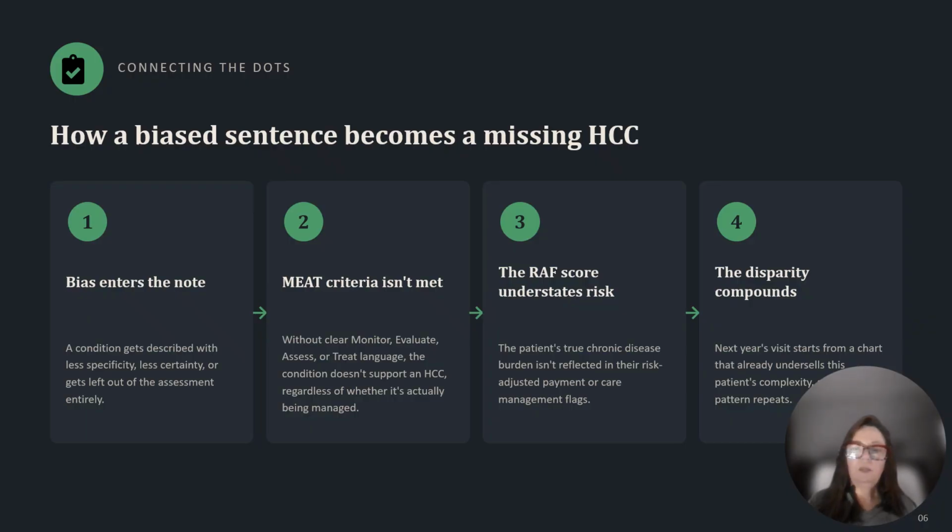patients. And then the fourth thing is the disparity compounds. So next year's visit starts from the chart that's already underselling this patient's complexity. And this is where we're starting from. The whole cycle is just going to repeat itself year over year.